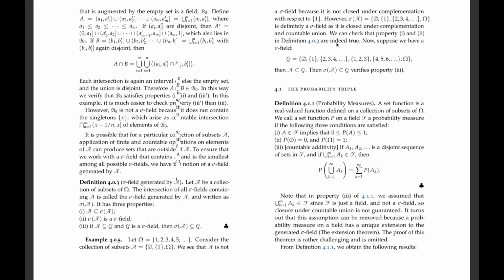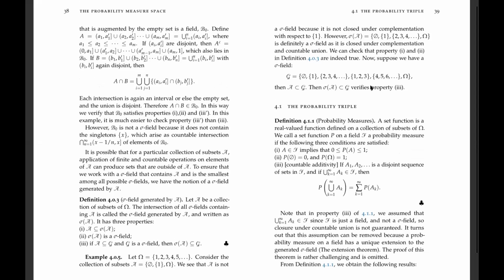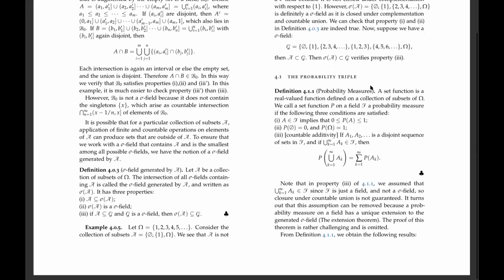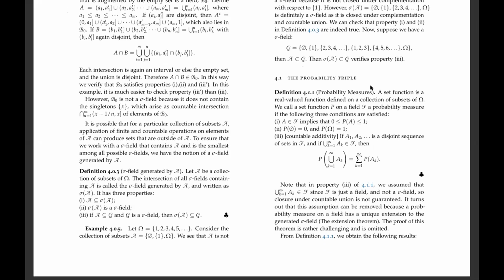Okay, so we stopped at example 4.0.5, right, on Tuesday, yeah. So we're going to talk about the probability triple today.